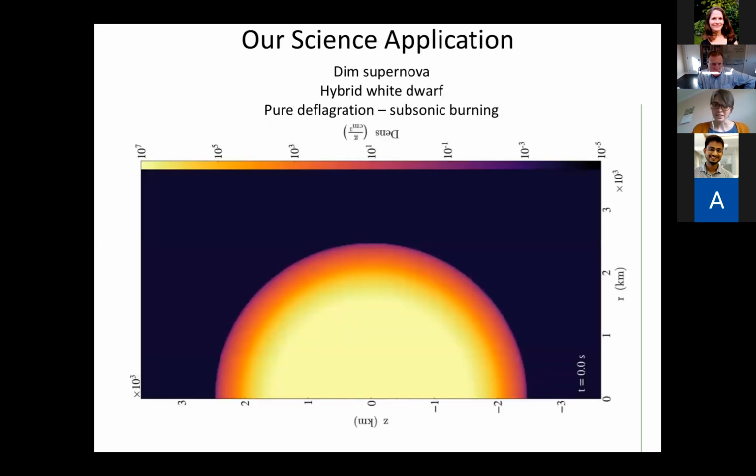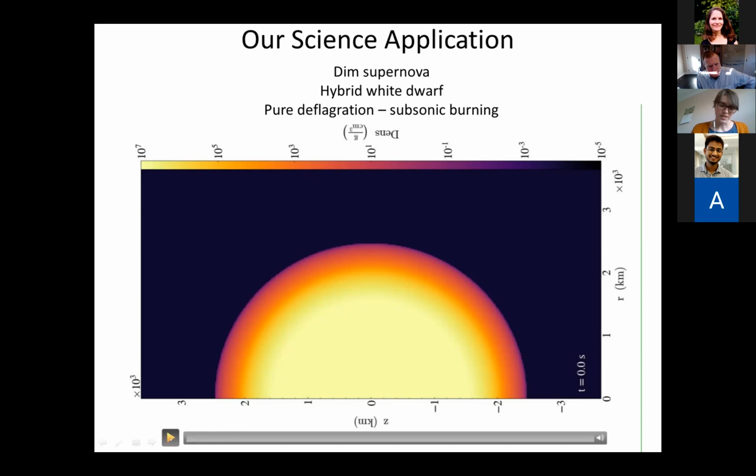So our science application, since we're in astrophysics, is we're trying to see if we can model a really dim supernova. So instead of a normal white dwarf, we have a hybrid white dwarf, which is a white dwarf mixed throughout with metal. And instead of fantastically exploding it into smithereens, we just have it undergo the reaction that happens inside your car engine, which is called the deflagration, which is a type of subsonic burning. So I'll show you a little movie.